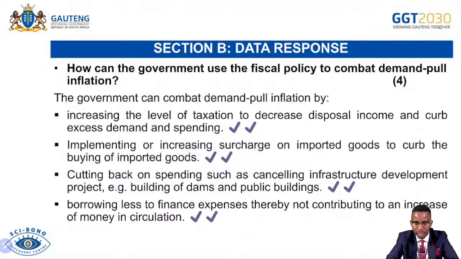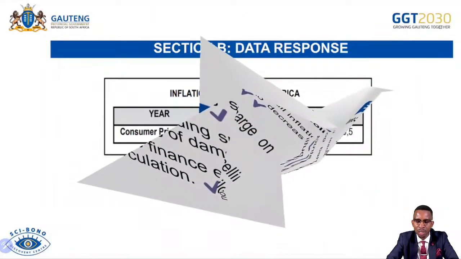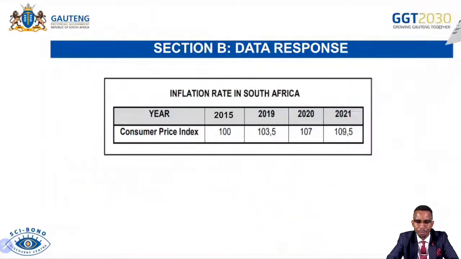Borrowing less to finance expenses, thereby not contributing to an increase in money circulation. So government borrowings or government debts come in whereby the government will be borrowing less money so that it cannot finance its spending as much, to reduce the money flow in the economy.